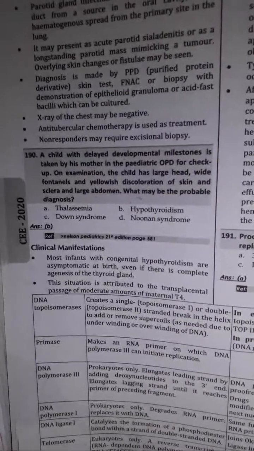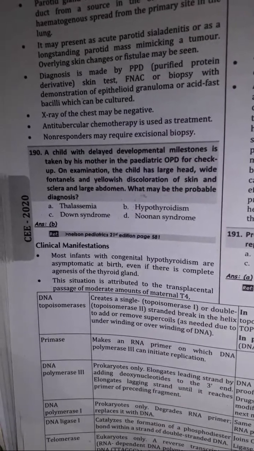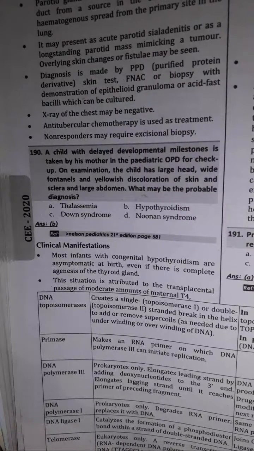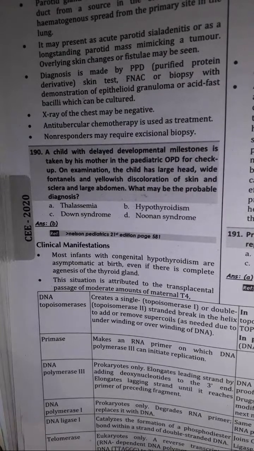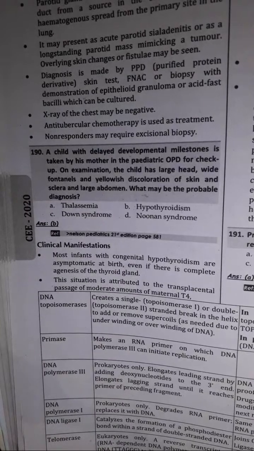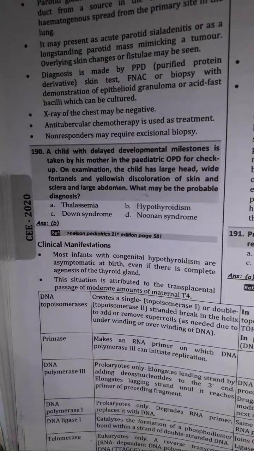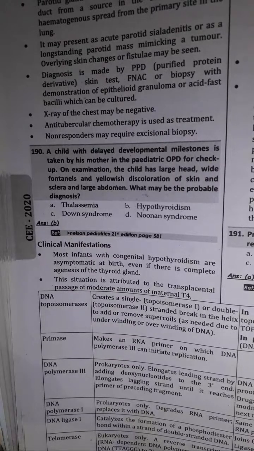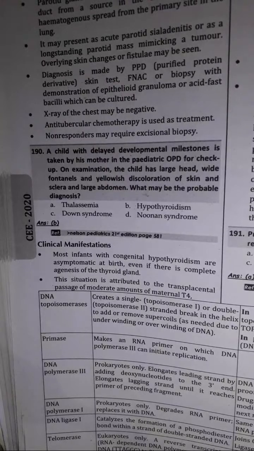Hypothyroidism, B. A child with delayed developmental milestones is taken by his mother to the pediatric OPD for checkup. On examination, the child has a large head, wide fontanelles, yellowish discoloration of skin and sclera, and a large abdomen. What may be the probable diagnosis? A. Thalassemia. B. Hypothyroidism. C. Down syndrome. And D. Noonan syndrome. The answer is B. Hypothyroidism.